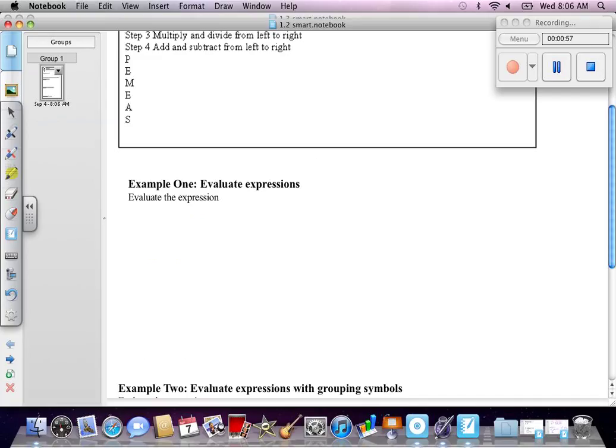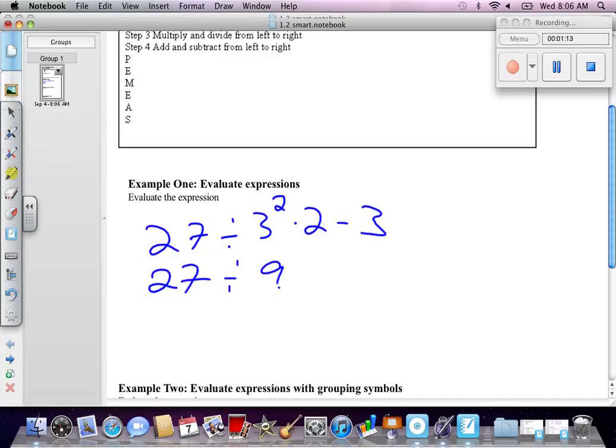We've got 27 divided by 3 squared times 2 minus 3. Somebody want to raise their hand and tell me what I do first? Yes, sir. 3 to the second power, which is? 9. Good. What is my second step for this problem? Yes. Divide. 27 divided by 9 is 3.